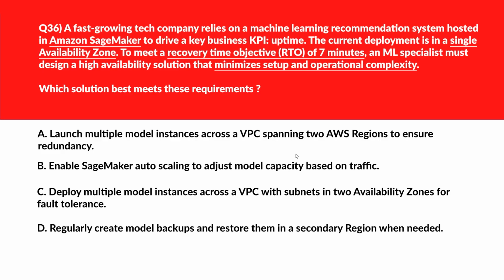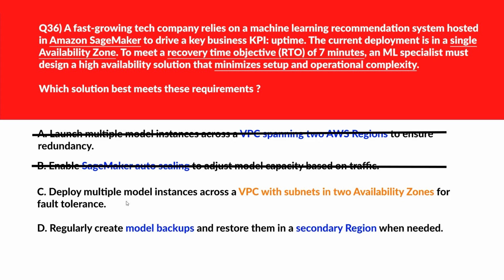Let's delete this. Now let's move to option B. Option B says enable SageMaker auto scaling to adjust model capacity based on traffic. Auto scaling adjusts capacity but doesn't protect against availability zone failure, which is the requirement here. Therefore, wrong answer. Now let's move to option C.